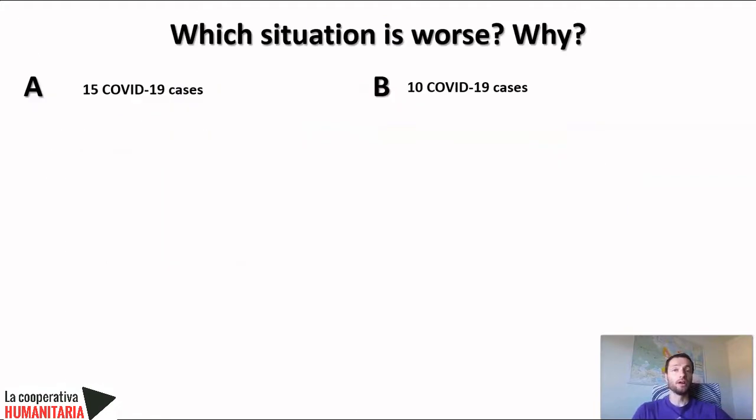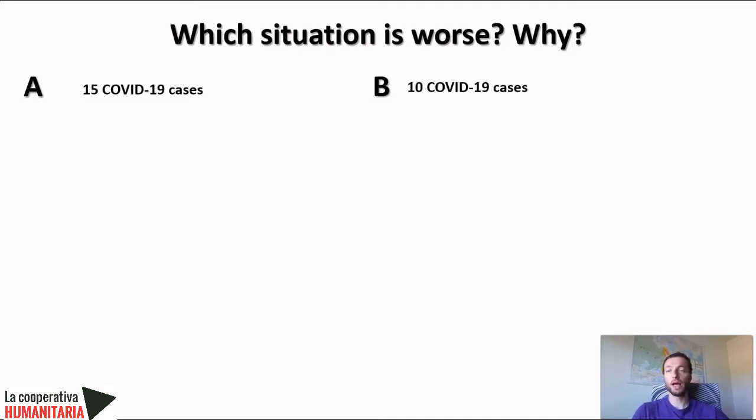Let's start now with some examples of cases that we can collect, and we're going to explain all the indicators with them. So, for example, we have two populations, A and B. In A, we got 15 COVID cases, and in B, 10 COVID cases. Our question is, which is the situation that you consider the worst? And why? Can you answer the question, which is the place, A or B, that is the worst? The correct answer was we don't know still. We need more information. It's not enough only with the number of cases.